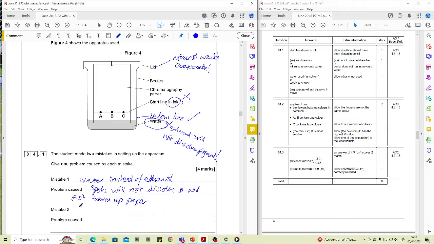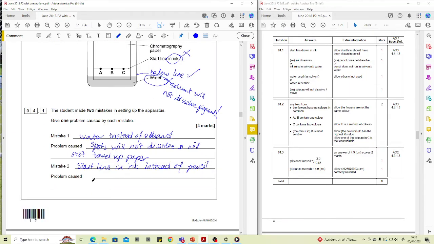And start line in ink instead of pencil. And the problem that is caused, so line will dissolve in the solvent, so RF value cannot be calculated. Or you could say the distance travelled could not be measured. Okie doke.